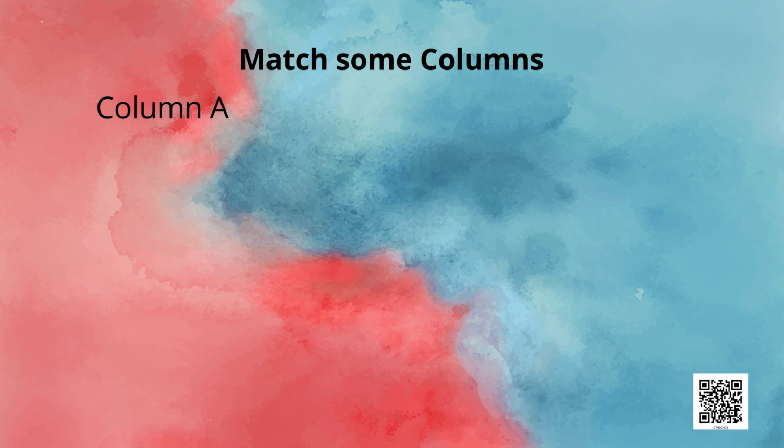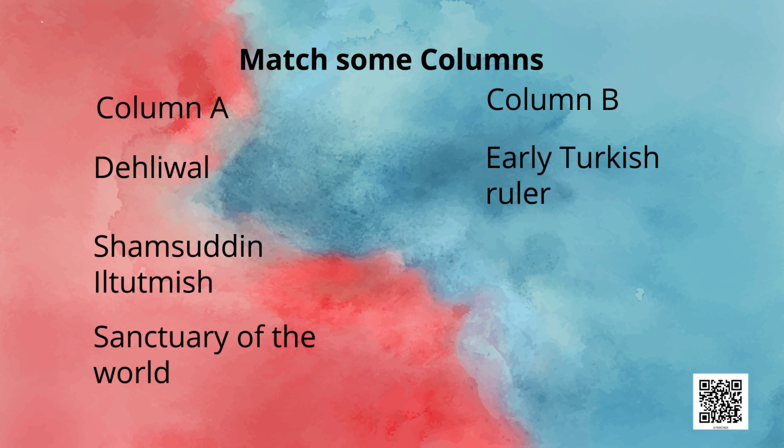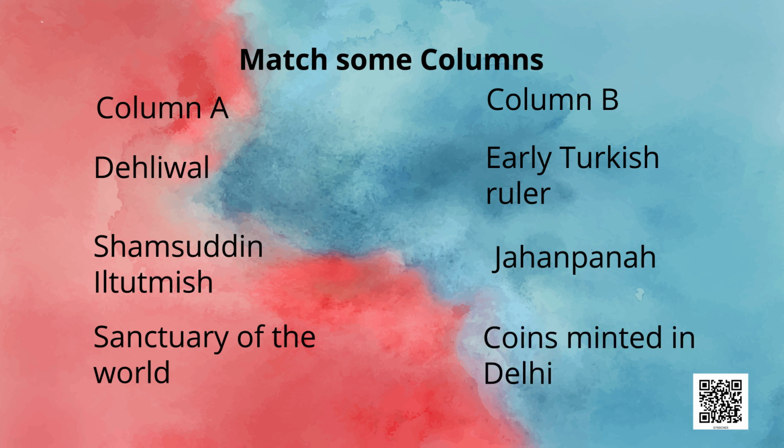So students, now match some columns. Column A and column B. First, Dehliwal. Second, Shamsuddin Iltutmish. Third, sanctuary of the world. Now you match with these columns. First, column B is early Turkish ruler. Second is Jahanpana. Third is coins minted in Delhi.